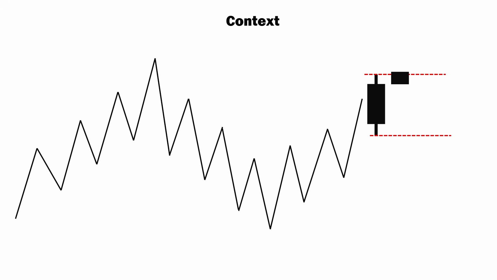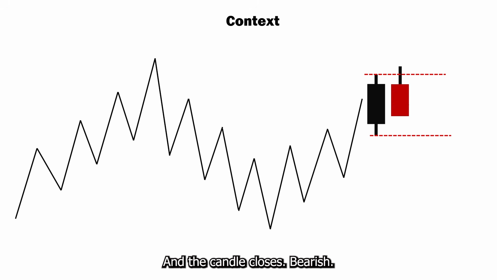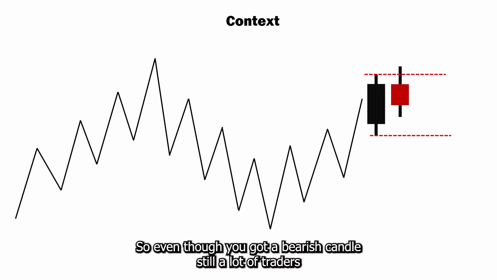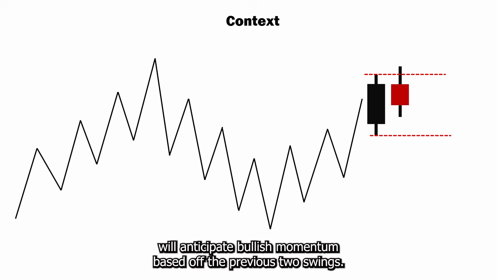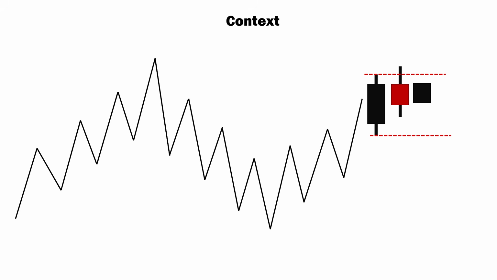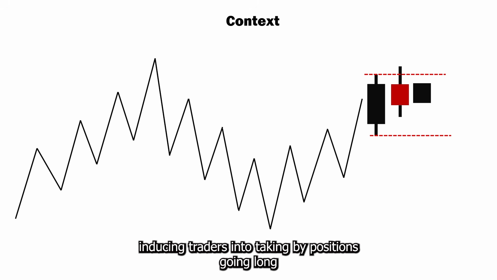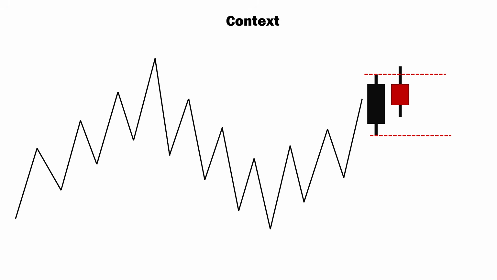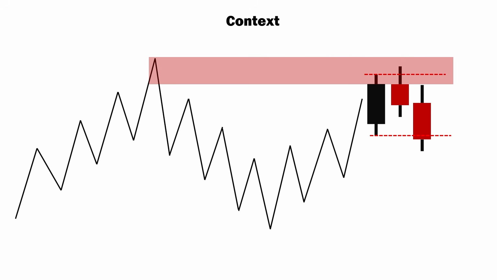So now you get a bullish candle that quickly comes back inside of the range. Then that bullish momentum turns into a wick and the candle closes bearish. Even though you got a bearish candle, still a lot of traders will anticipate bullish momentum based off the previous two swings. So now what happens? The next candle starts off bullish, inducing traders into taking buy positions, going long. Then the candle quickly flips and closes bearish. And why did that occur? If you look to the left, you'll see an extreme supply level. That level will stop price from continuing the bullish trend and quickly turn it bearish.